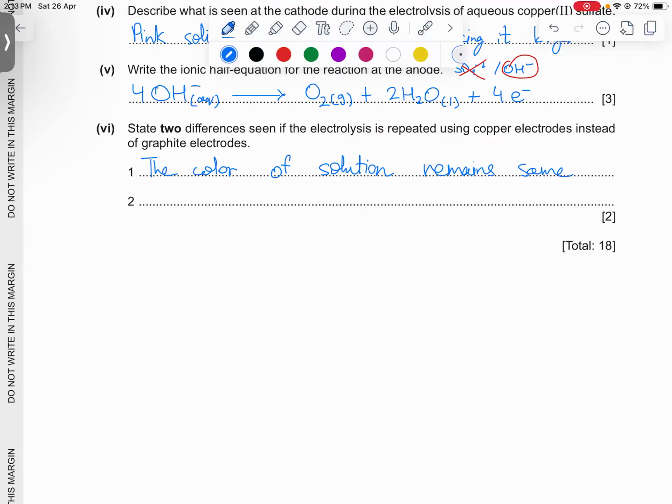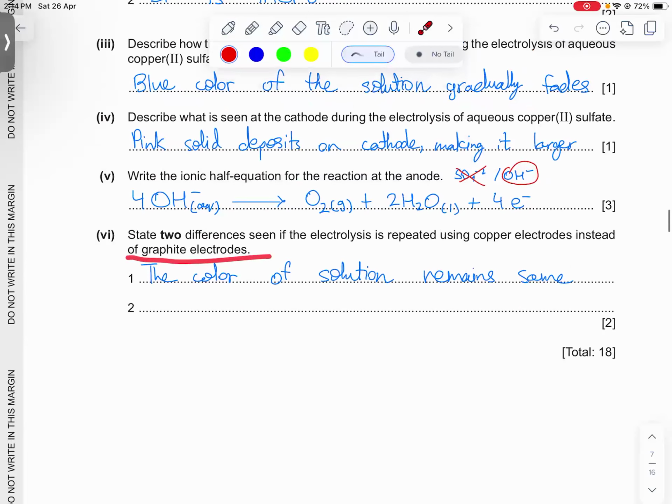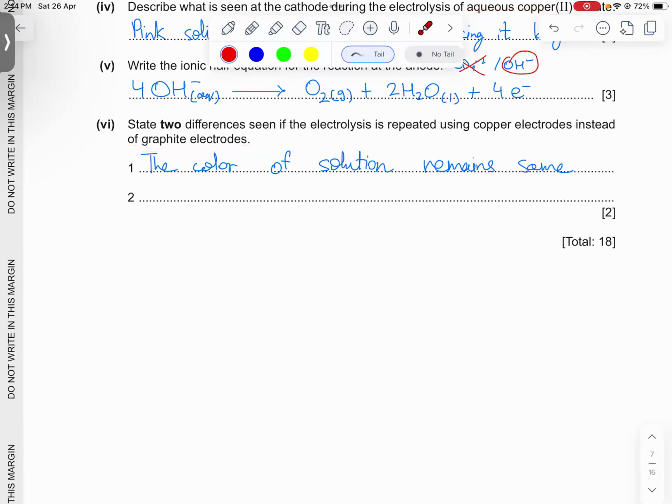Next, state two differences seen if electrolysis is repeated using copper electrodes instead of graphite electrodes. All right, the next observation. There were three observations that we wrote in my notes, right? We wrote the solution does not change color. We wrote the cathode becomes larger in size, and we wrote the anode shrinks, right? Now, we are looking for two things that are not seen when you use graphite electrodes. We do see the cathode becoming larger with graphite, so we cannot write that the cathode becomes larger. No, no, no. That would be wrong.